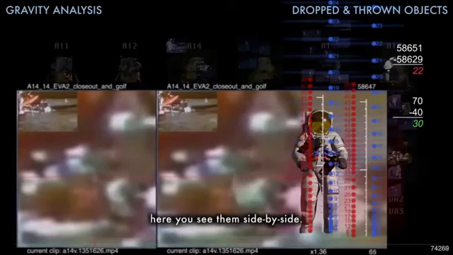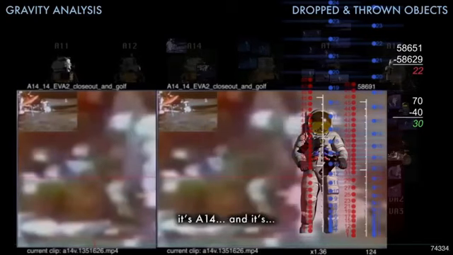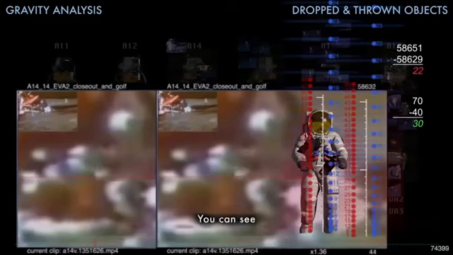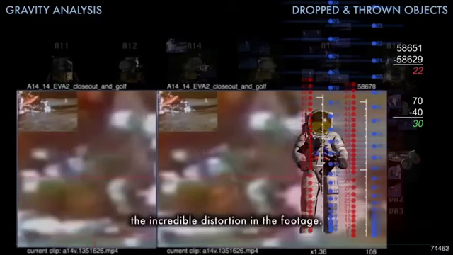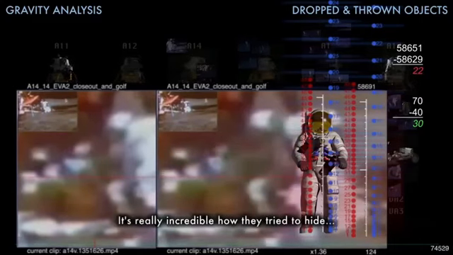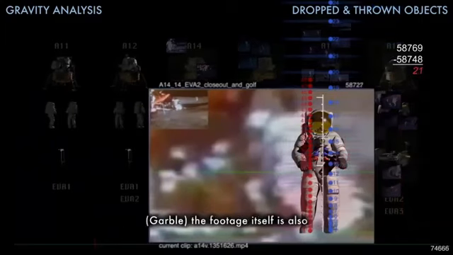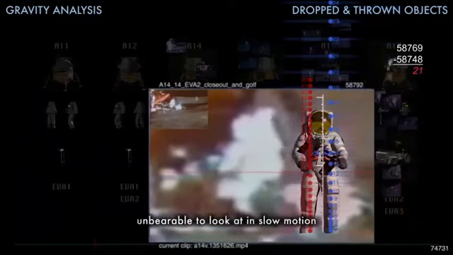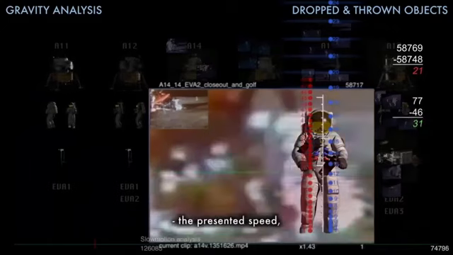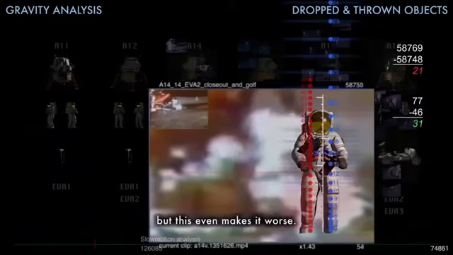Here you see them side by side, here are some of the earlier ones. It's Apollo 14, and you can see the incredible distortion in the footage. It's really incredible how they tried to hide. The footage itself is also unbearable to look at in slow motion at the presented speed, but this makes it even worse.